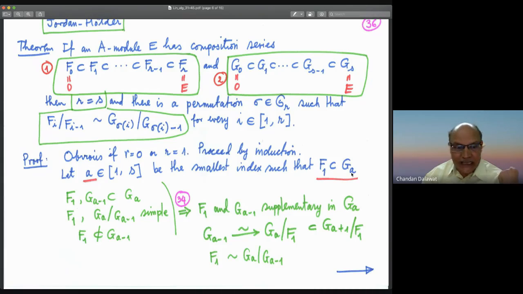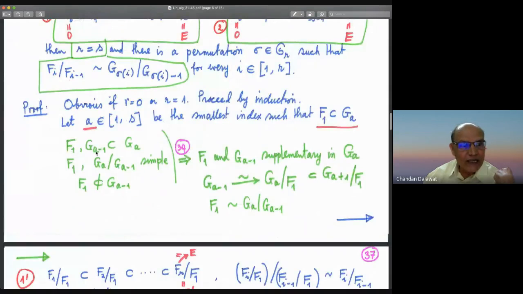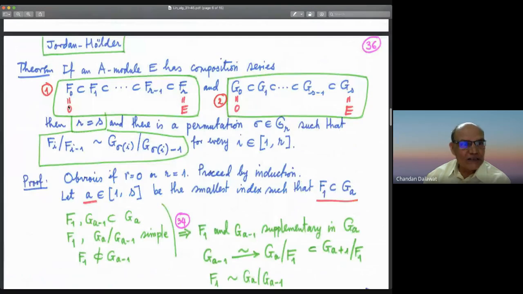There has to be a unique a between 1 and s, such that F1 is contained in G_a, but not in G_{a-1}. Okay, now let's look at these two submodules, F1 and G_{a-1} of G_a. F1 is simple. Why? Because F1 modulo 0 is simple, and F1 modulo 0 is, of course, F1. And G_a modulo G_{a-1} is also simple, because this G is a composition series. The successive quotients are simple.